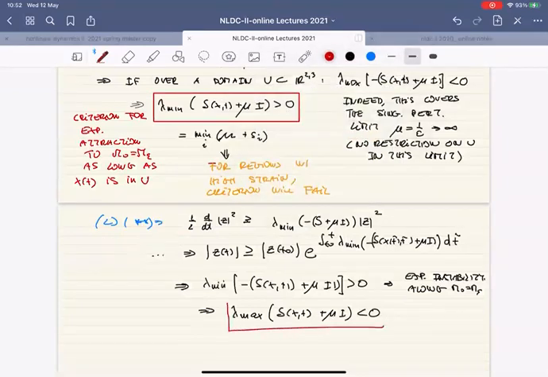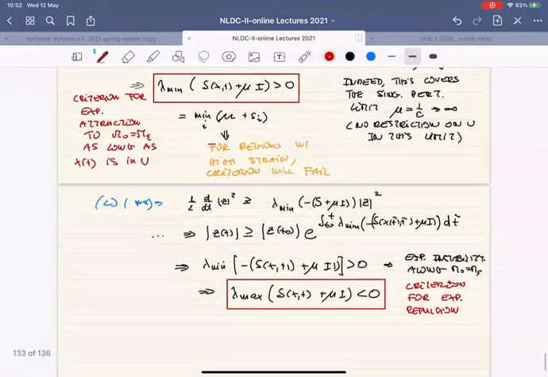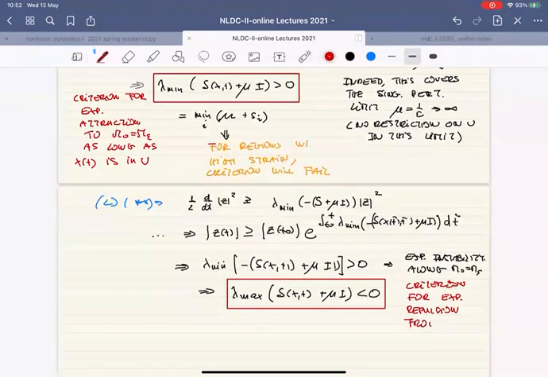So if my trajectory travels, my finite size particle travels in that region, then we have a criterion for exponential repulsion from this M_0 equals M_epsilon, as long as x(t) is in U.